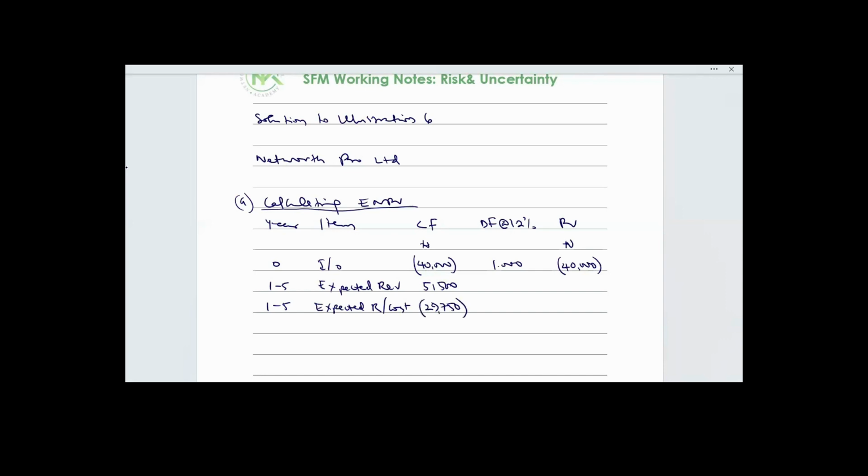So I need to calculate the annuity factor, year 1 to 5 at 12%. What do you have? Annuity factor year 1 to 5 at 12%. 3.6047. 3.605. So multiply.